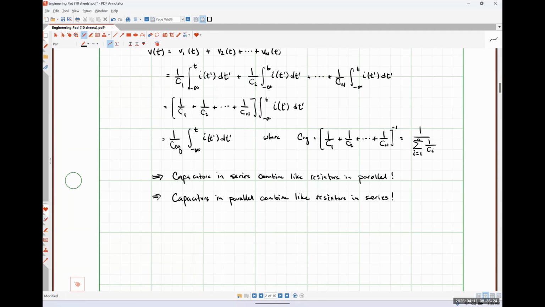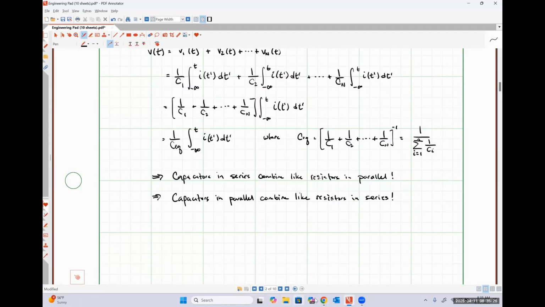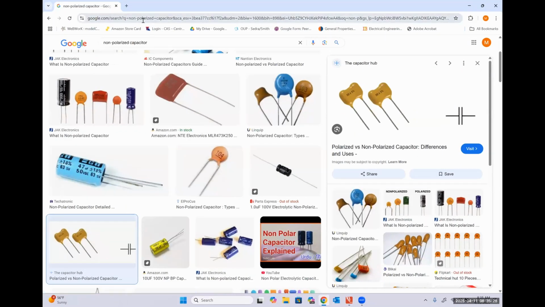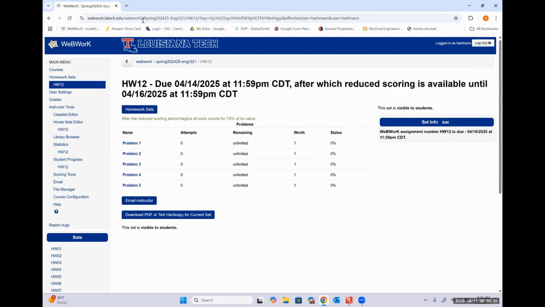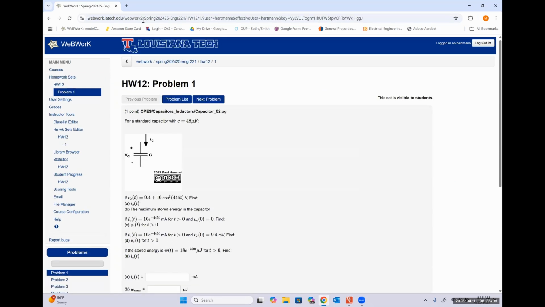So if I pull up web work assignment 12, we look at problem 1 here. This is a fairly straightforward thing. And you've got an in-class assignment problem that is extraordinarily similar to this. That's problem number 1. This is just exploring the different mathematical relationships governing how a capacitor behaves. Nothing wild or crazy there.